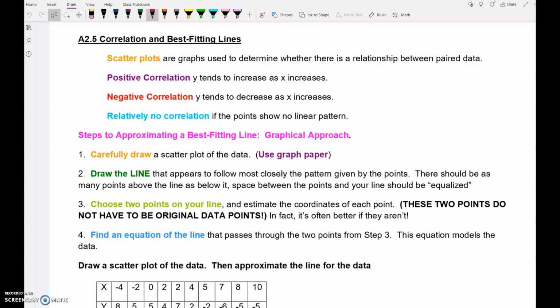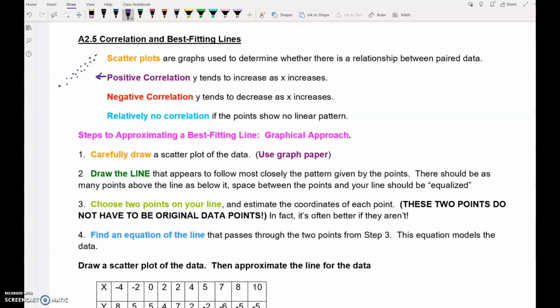Scatterplots are graphs that are used to determine whether there's a relationship between paired data. Positive correlation means that basically the scatter plot is going to look like it has positive slope. I'm going to show an example of positive correlation over here. It would be a scatter plot kind of like this. If you were to stick a line in between all those points, it would be a line with positive slope, as your y values increase as your x values increase.